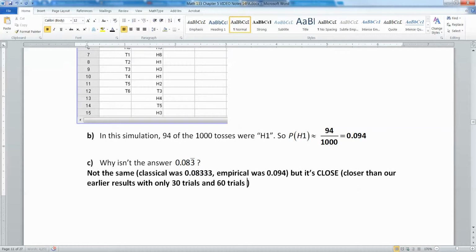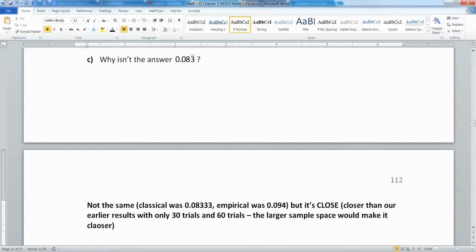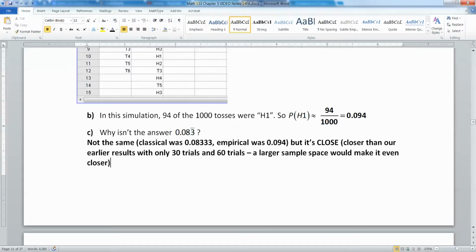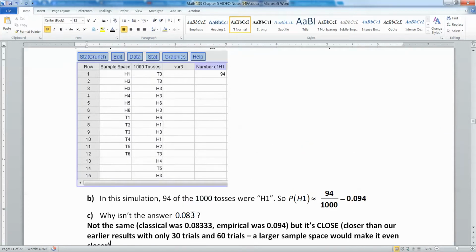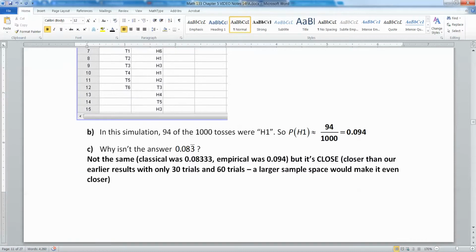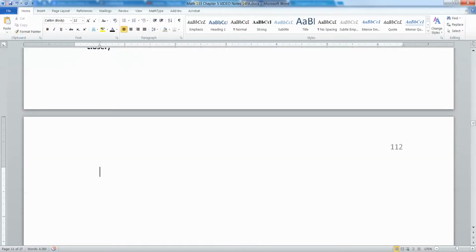A larger number of trials would make it even closer. If I did it 10,000 times or something like that, that would make it even closer. So that's what a simulation is. It's basically computers being used, or sometimes dice or other things, to simulate something that you don't want to have to repeat yourself, either because it would take too long or because it would be time-consuming and dangerous.